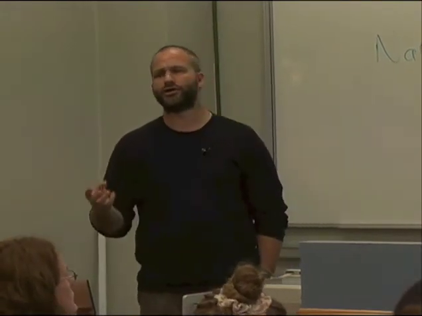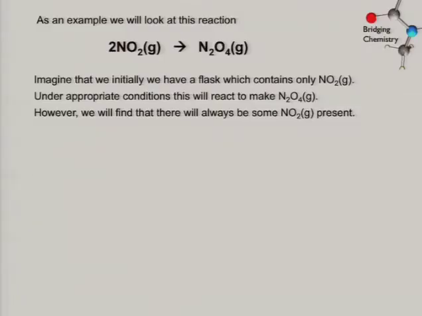So you make this brown gas called NO2, and under the right conditions, two of these NO2 molecules can combine together to make a bigger molecule called N2O4. Right? And so you can write a little equation like that. Two NO2s as a gas turn into N2O4, which is a gas. Now let's imagine that we have a flask which only contains NO2. We've got some sort of glass container with a lid, and in it we've got some of this brown gas.